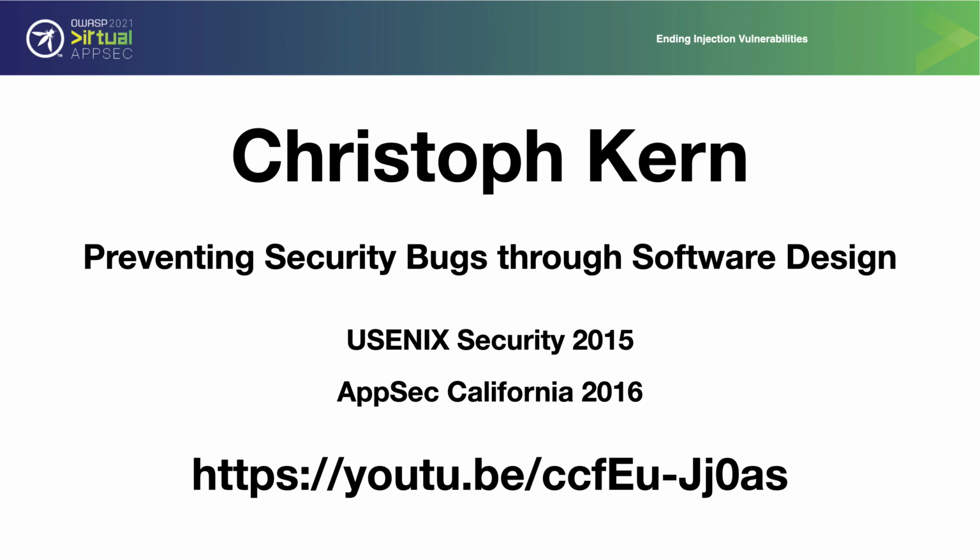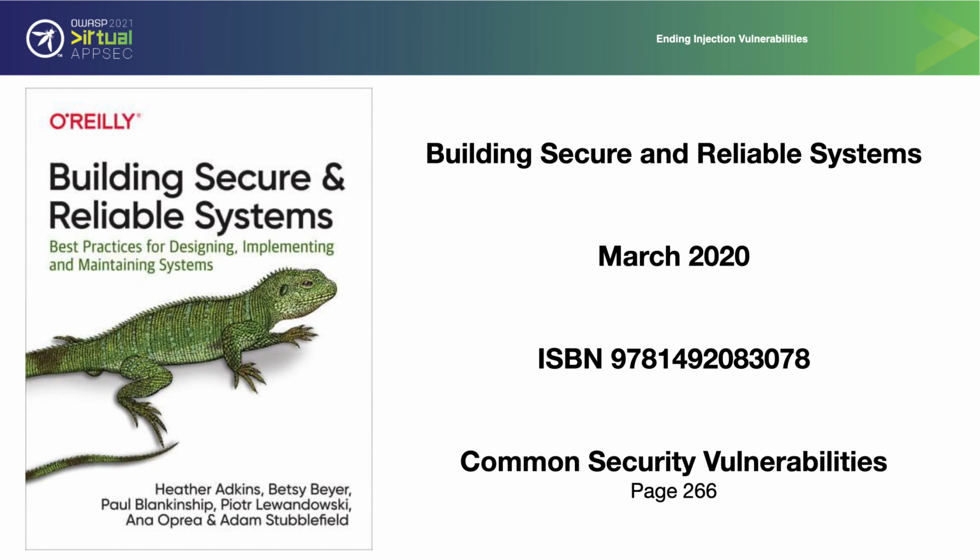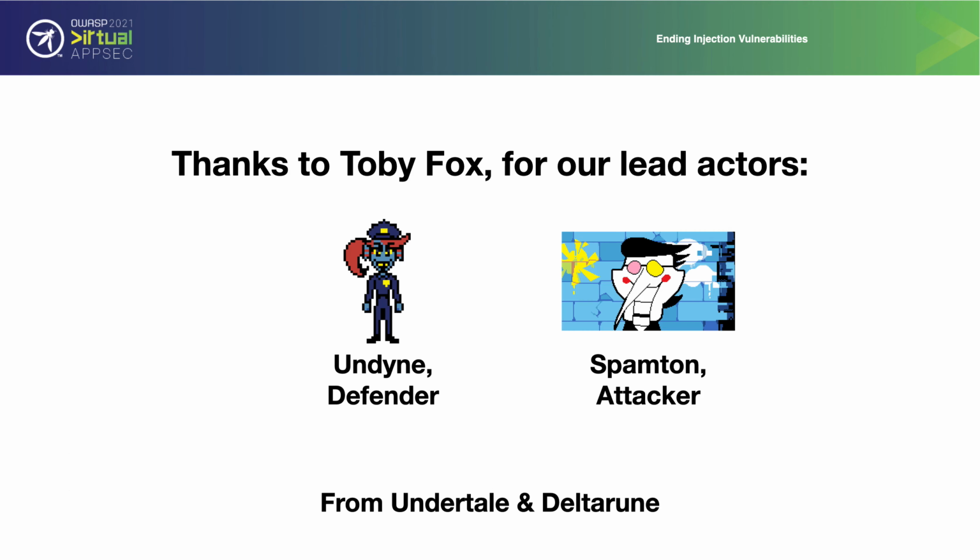This was at USENIX Security 2015 and AppSec California 2016. The link gives the link to the second talk, which contains a few extra details. It also involves information from the book created by some Google engineers called Building Secure and Reliable Systems. This was released in March 2020. And the section, if you're going to read along, is under the Common Security Vulnerabilities chapter, starting at page 266. I'd also like to give thanks to Toby Fox for our lead actors, Undyne, our defender, and Spamton, our attacker.